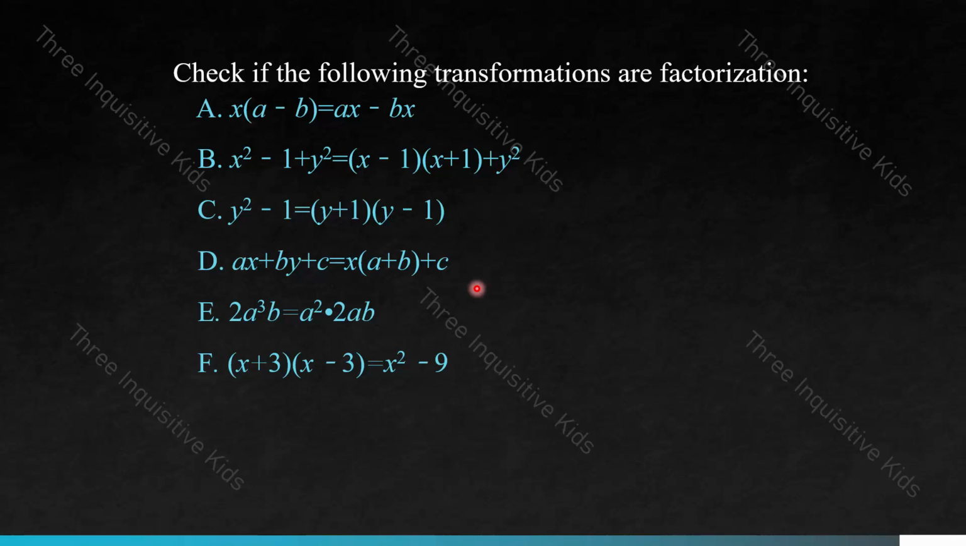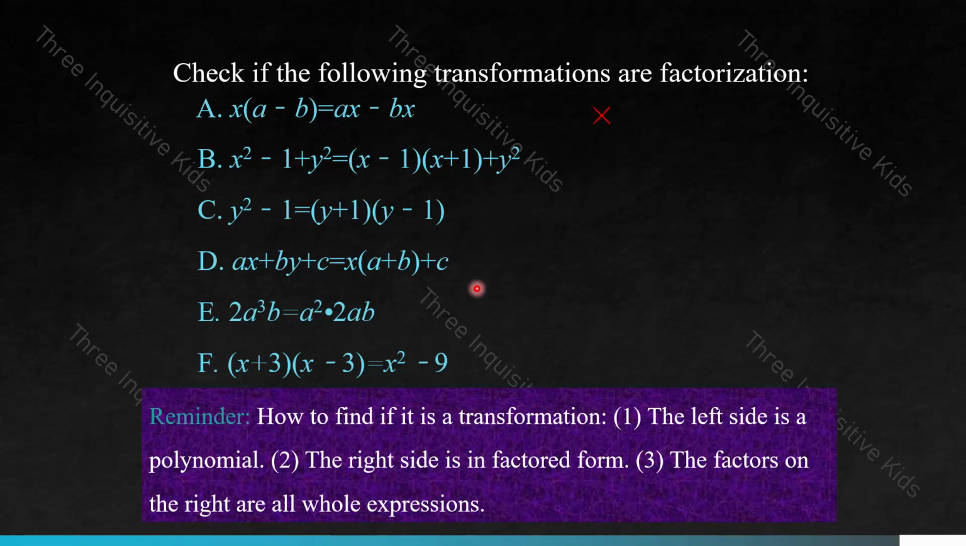Check if the following transformations are factorization. Now I want you to pause the video and using the definition we learned about factorization, determine whether these are factorization or not. So the first one should be x, so these are all not factorization. C is factorization, D is not, E is not, and F is not either.